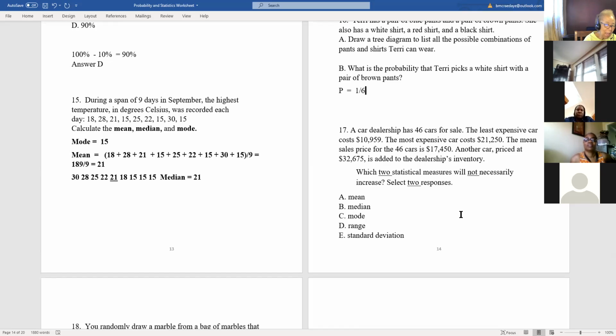So you've got A, B, C, and D. Which two will not necessarily increase? Now think about it. Michelle, you said what? A. Yeah, but remember, you're adding a really high price here, so the mean will probably increase. What did you say, Maureen? The median and the mode. The median and the mode. That's the correct answer.